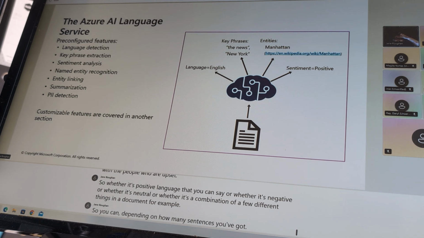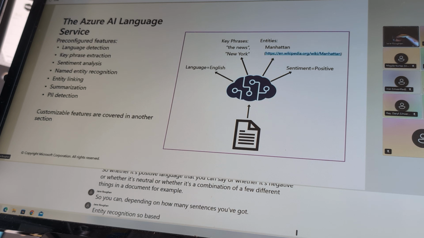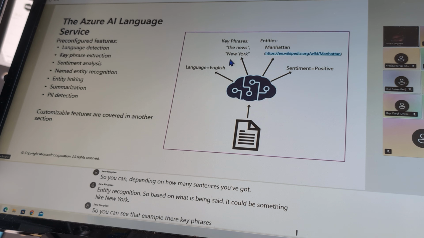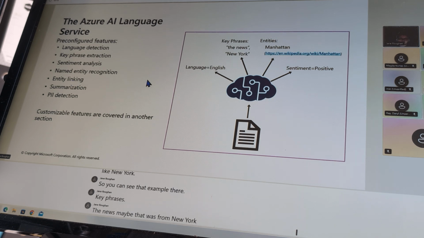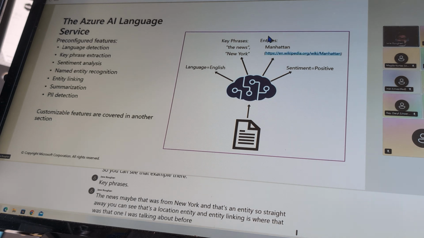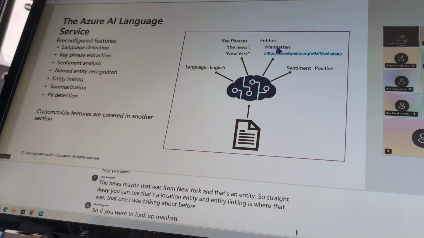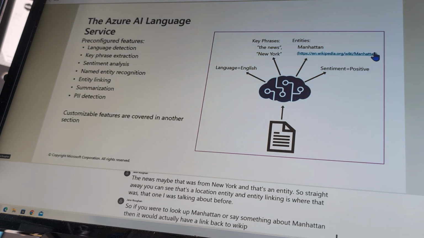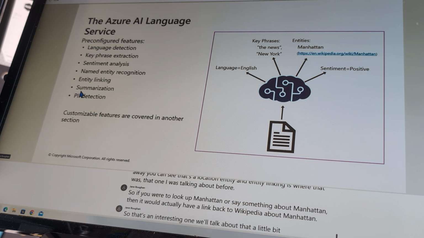Named entity recognition, so based on what is being said, it could be something like New York, so you can see that example there. Key phrases, the news, maybe that was from New York, and that's an entity, so straight away you can see that's a location entity. And entity linking is the one I was talking about before. If you were to look up Manhattan or say something about Manhattan, then it would actually have a link back to Wikipedia about Manhattan. So that's an interesting one. We'll talk about that a little bit later with Mars and Venus.